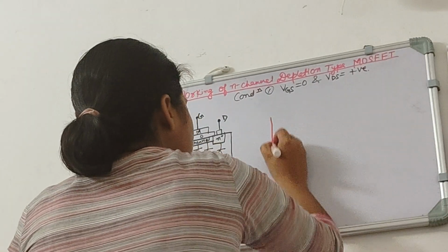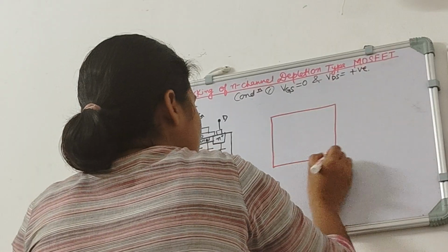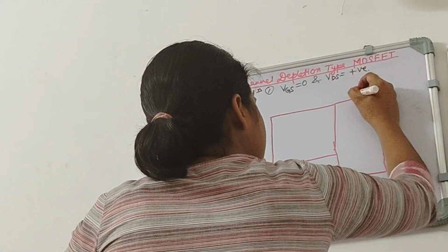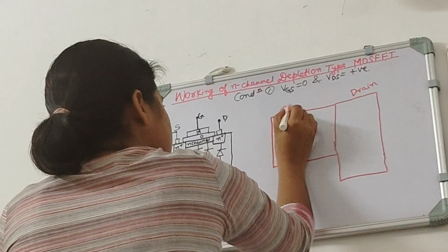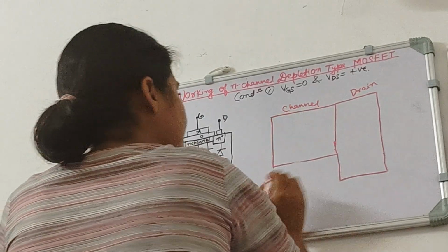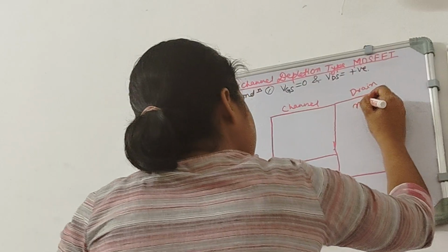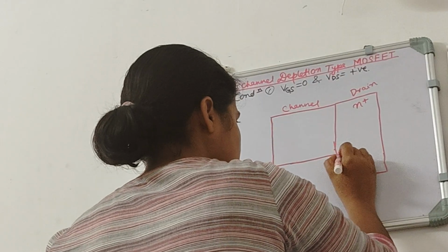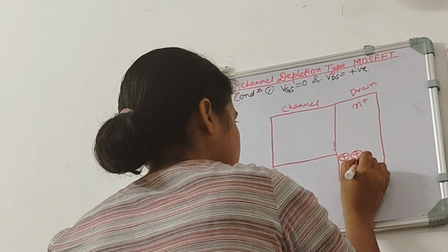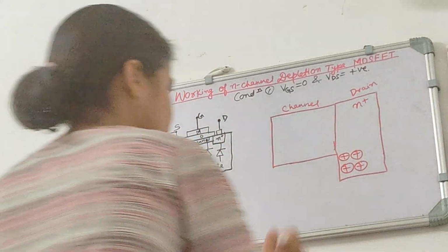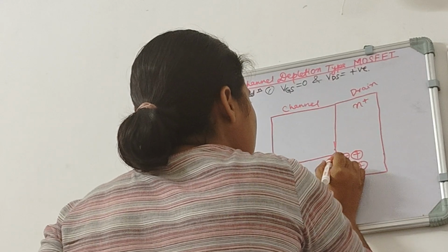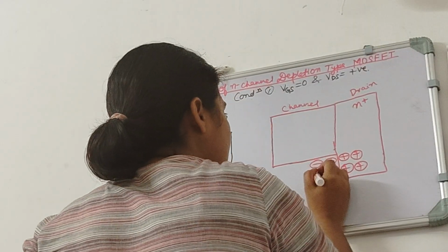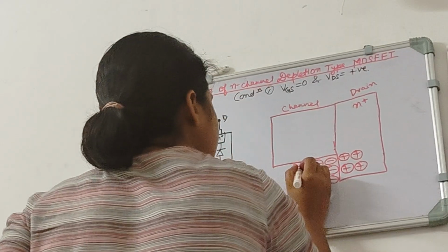If I draw, this is the channel side and this is the drain side. It is N plus material, so here it will have plus signs. That is a positive ion, not a plus sign. Yeah, I'm just saying because I'm drawing it. Okay. Here we will have negative ions.